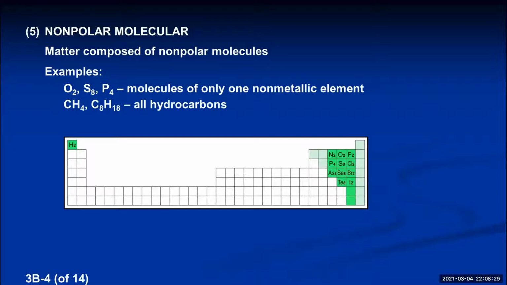Here's something else that forms nonpolar molecules. I don't even need to draw the Lewis structure for it. Hydrocarbons. And we mentioned this a few days ago when we were talking about bond orbital models. The carbon-hydrogen bonds are polar.